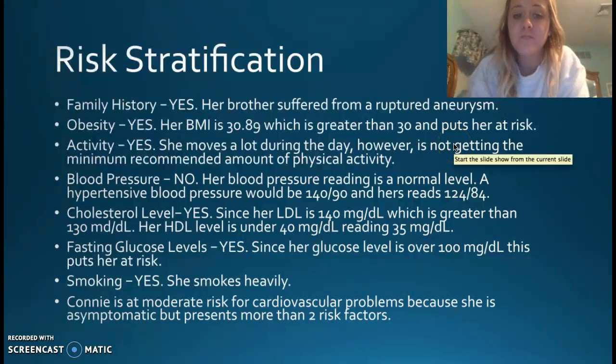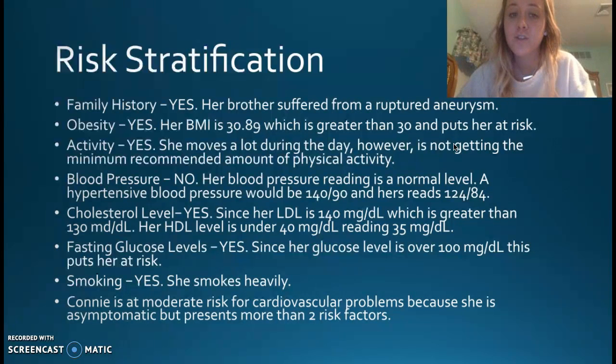Connie is at moderate risk for cardiovascular problems because she is asymptomatic but presents more than 2 risk factors. Some of her risk factors include family history because yes, her brother suffered from ruptured aneurysm at age 45. Obesity, yes, her BMI is 30.89, which is greater than 30 and puts her at high risk. Activity, she moves a lot during the day, however, she is not getting the minimum recommended amount of physical activity.